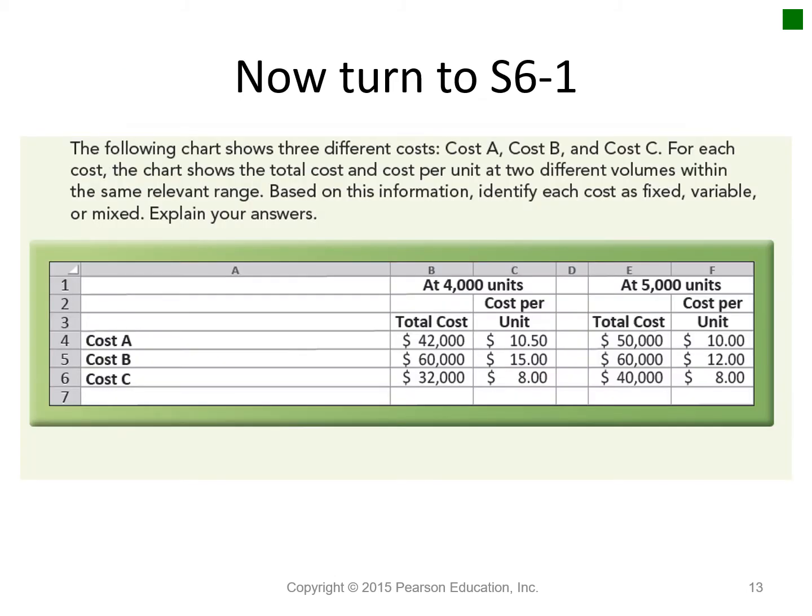Okay, now just to show you a couple examples from your textbook. This is exercise S 6-1. It says the following chart shows 3 different costs: cost A, B, and C. For each of these costs, the chart shows the total cost and cost per unit at 2 different volumes within the same relevant range. Based on this information, we want to figure out: are the costs fixed, variable, or mixed?